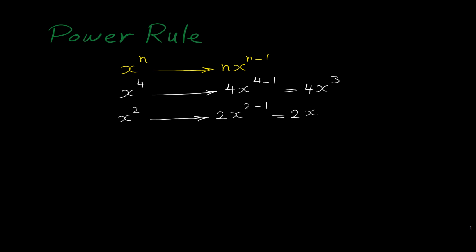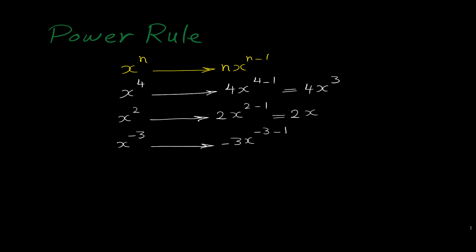Note that the power n can be any real number. It can be positive, negative, fraction, and any other number. Let me show you an example with a negative power. For example, x to the negative 3. Derivative of x to the negative 3 is negative 3 x to the negative 3 minus 1.